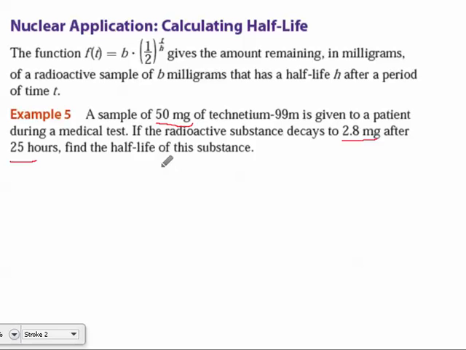Okay, so what are we looking for here? Well, we're looking for that h. Is what we're actually looking for. Okay, we can use these values that they gave me, 2.8 and 50, to find the b.